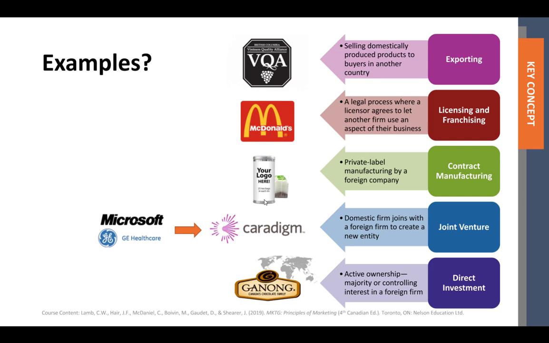Okay, examples. So exporting, they're the VQA. We export tons of BC wine all over the world.